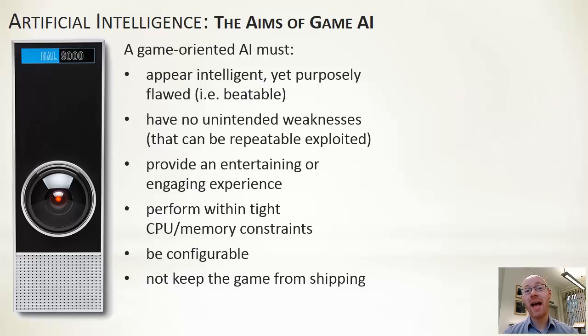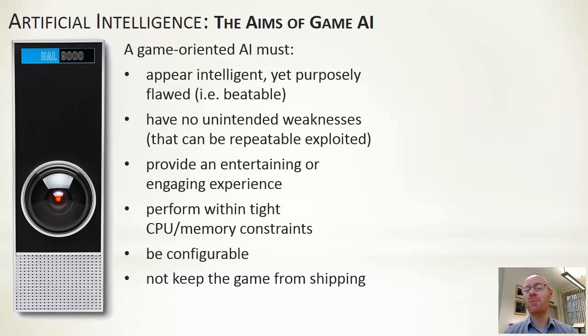As mentioned, it has to perform within tight CPU and potentially memory constraints. It has to be configurable, so that ideally we want to create it in a way where we can tweak the difficulty of it or modify it. That means we can go to our user group, we can test out different types of AI behavior on them and pick the one they like best.